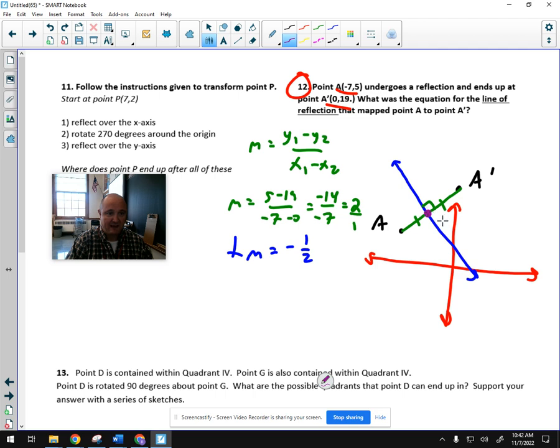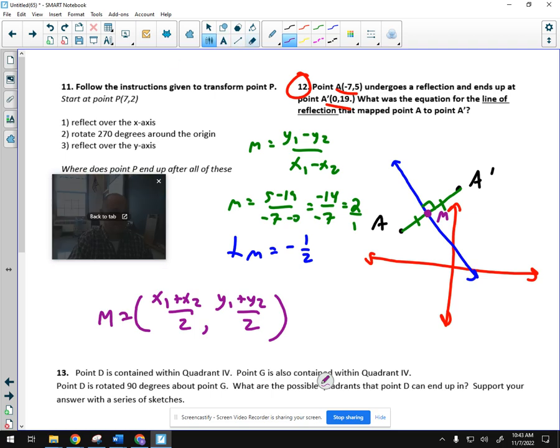That point right there, let's call it M, is the midpoint between A and A prime. And I know how to find midpoints, right? The midpoint formula is I add the x's together, divide by 2. I add the y's together, divide by 2. And that's the midpoint. Let's do that. What are my x's? The x's are negative 7 and 0.